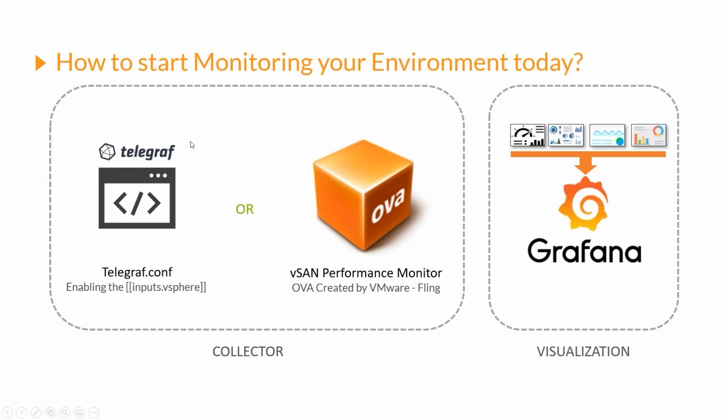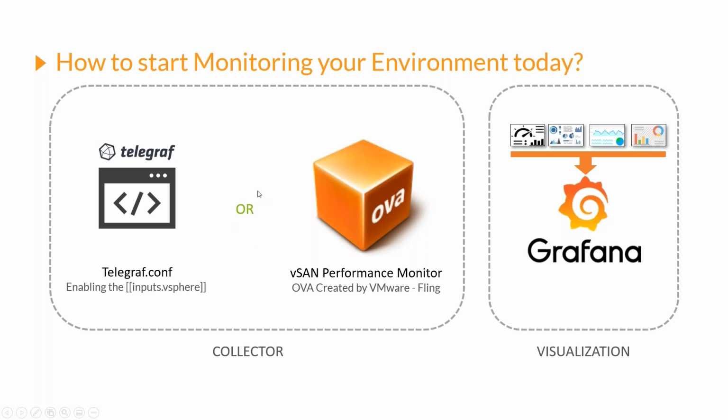So simple diagram. How do you start monitoring all your environment today? You have two ways of doing it. So first way of doing this is by downloading Telegraf, either into a container or into one of these Linux VMs with all in one, or even on a Raspberry Pi. You can just put the Telegraf on a Raspberry Pi. That's perfectly fine, as long as it can see the vCenter. That's everything you need. And then edit the telegraf.conf, or just take the vSphere part and create another conf, and just enable the inputs.vsphere. I'll show you the exact configuration in a second.